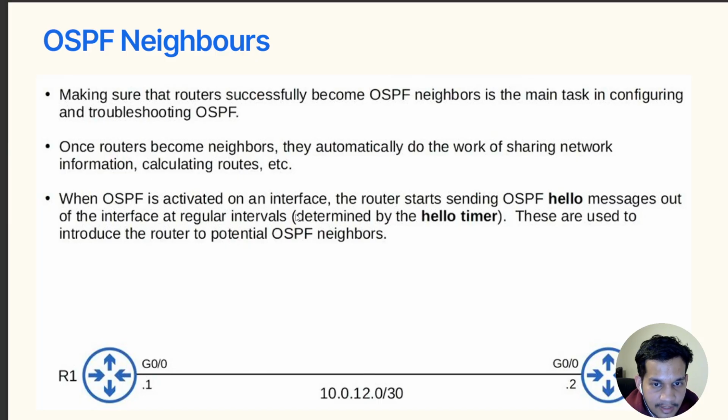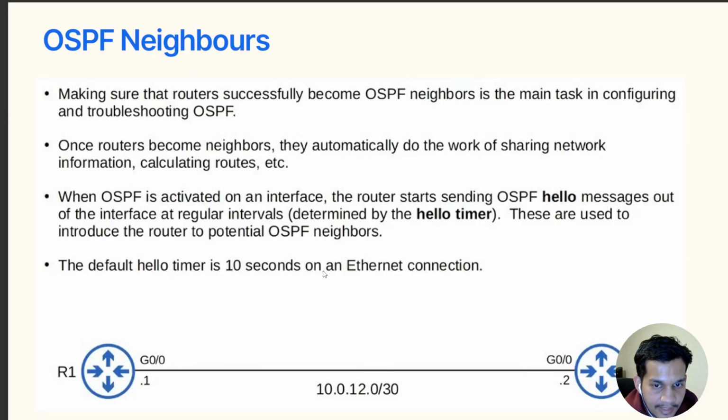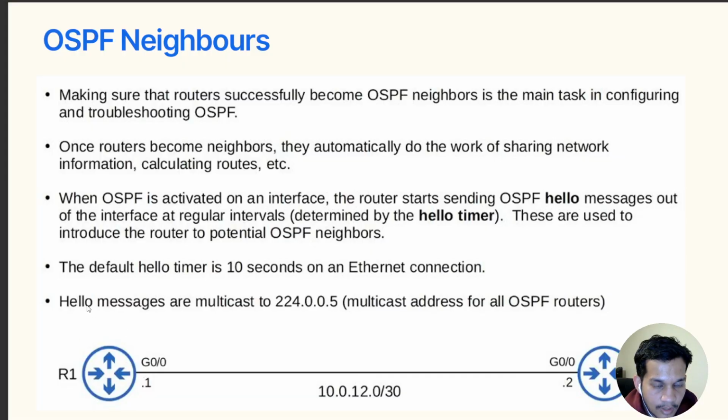at regular intervals, that is the hello timer, and these are used to introduce the router to potential OSPF neighbors. The hello timer is 10 seconds on an Ethernet connection, and hello messages are sent to a multicast address, that is 224.0.0.5. This is a multicast address used for all OSPF routers.